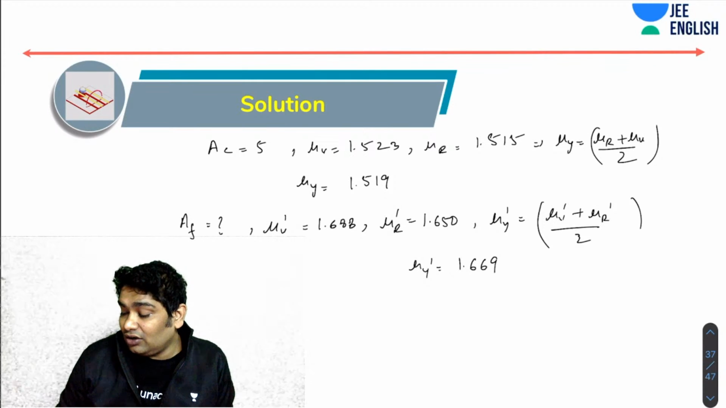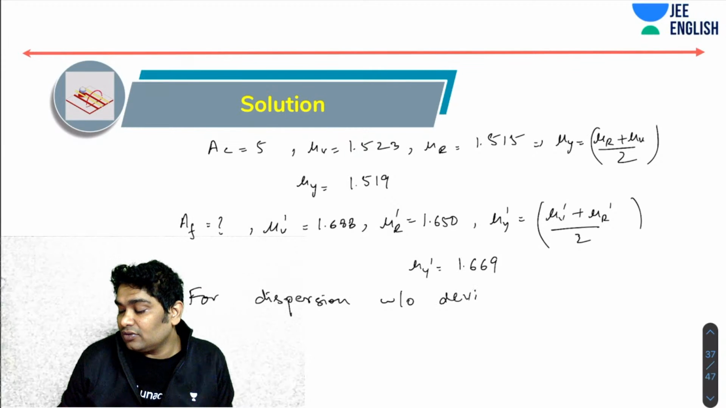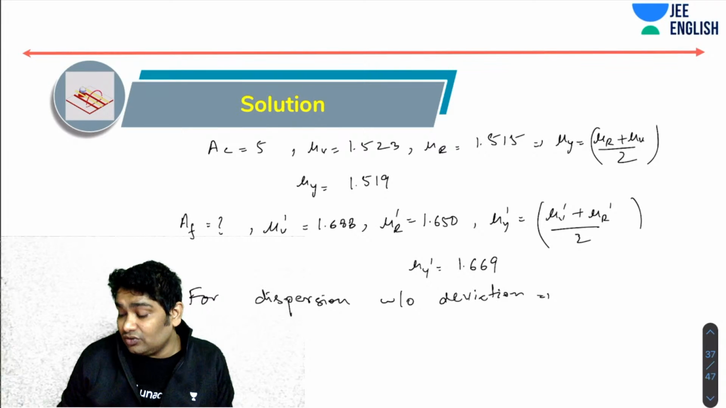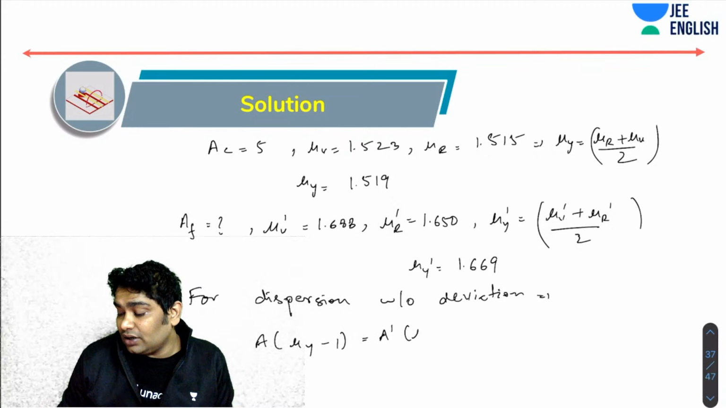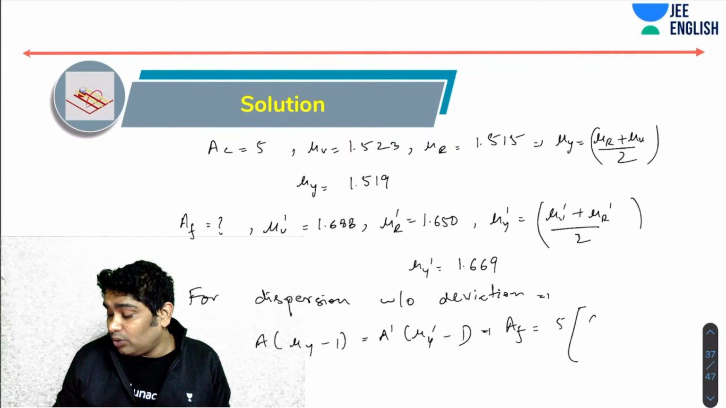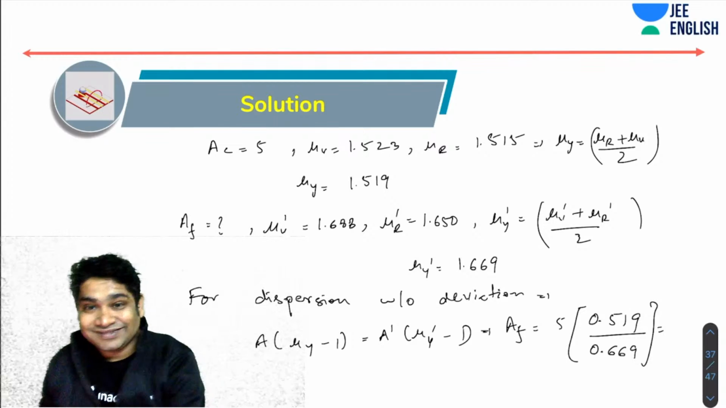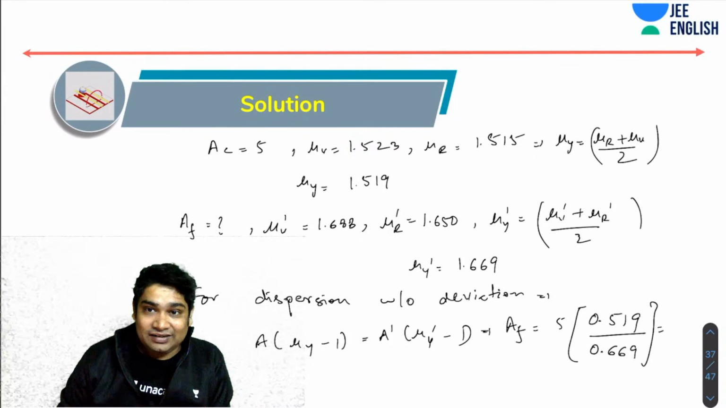Now I know for dispersion without deviation, the condition was that A into mu y minus 1 will be equal to A dash into mu dash y minus 1. Therefore, A dash for flint would be 5 into 0.519 over 0.669, and that would be your answer. Okay, so as simple as that.